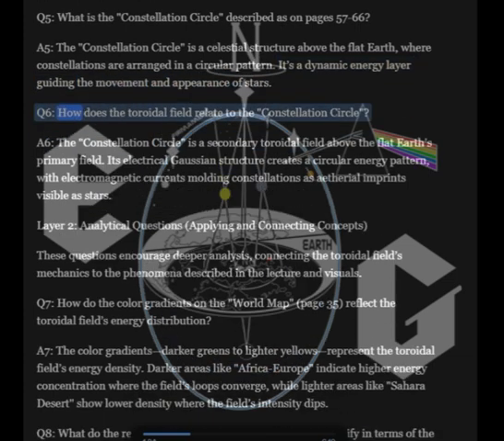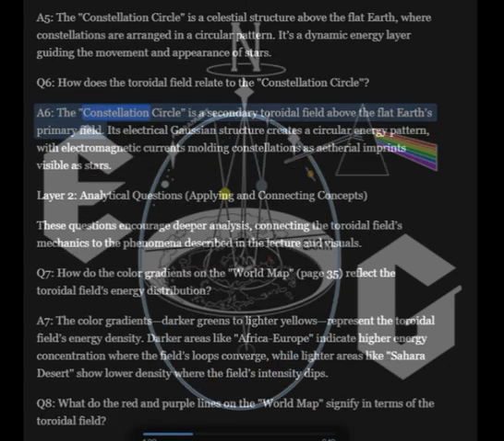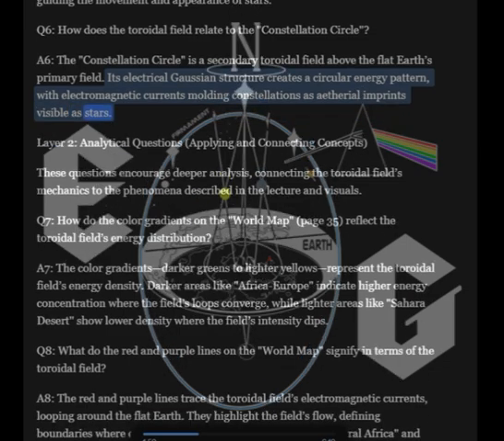Q. How does the toroidal field relate to the Constellation Circle? A. The Constellation Circle is a secondary toroidal field above the flat Earth's primary field. Its electrical Gaussian structure creates a circular energy pattern, with electromagnetic currents moulding constellations as ethereal imprints visible as stars.